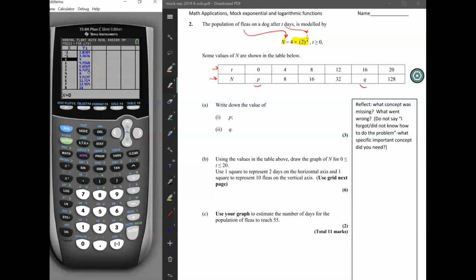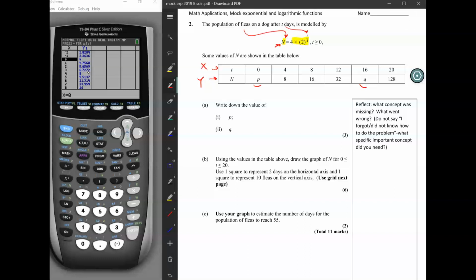Okay, so first of all, what is the p value, which is the y value that corresponds to x equals 0? Remember, this one's x and this one's y, and we know that because usually time is the x value, and usually the function y is the variable that's on the left here.